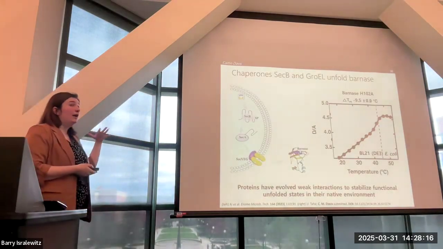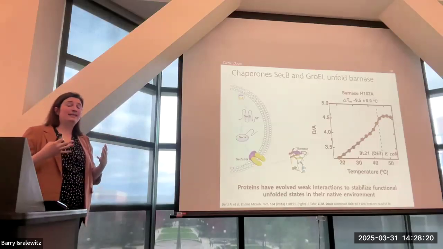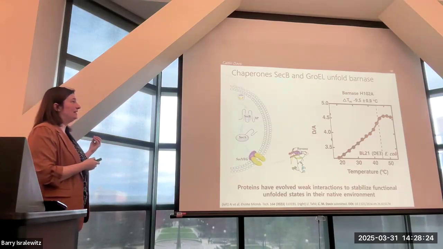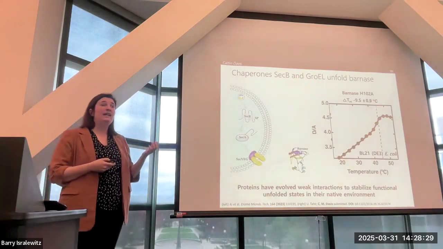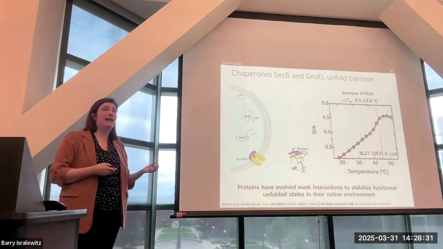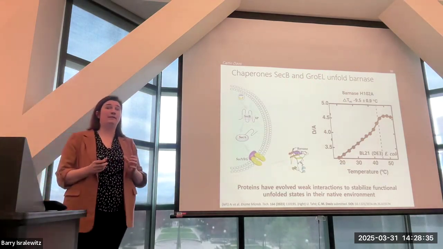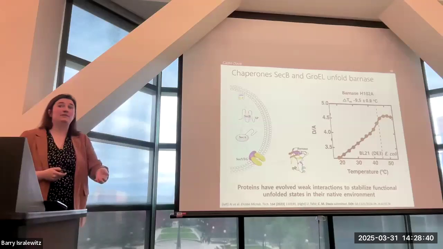So the other things that we know about RNase is it's often used in complex with a chaperone. So it's been seen with SecB, a secretory protein, and then also GroEL, which is a common chaperone. And these have been shown in vitro to act as unfoldases for RNase. So they promote unfolded states of RNase. And so our data really fits with this model.